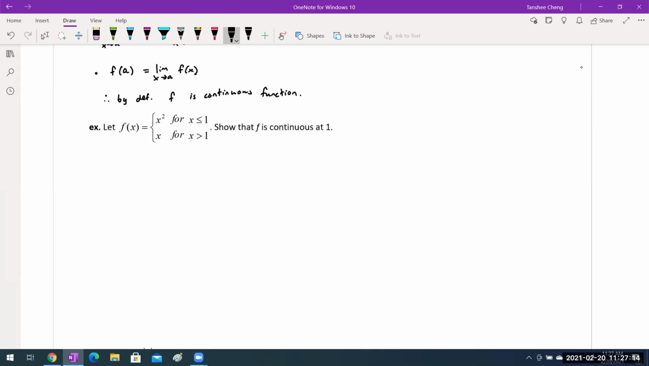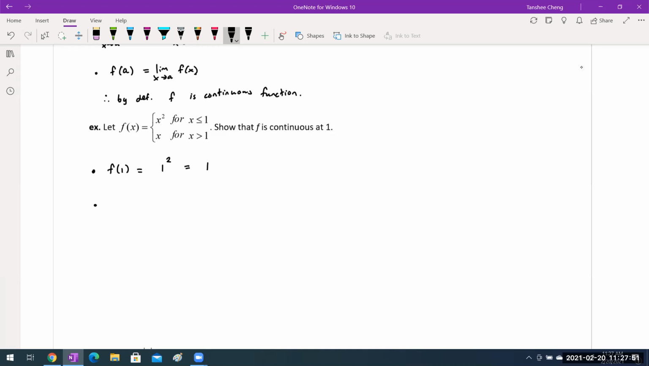So we already know what my a is going to be. My a is 1 in this particular case. So the first step is we need to find out if f of a, f of 1, is defined or not. In this case, in order to evaluate the function at 1, we need to use the formula x squared. So that will be 1 squared, which is equal to 1. So f of a is defined, meaning f of 1 is defined in this case.